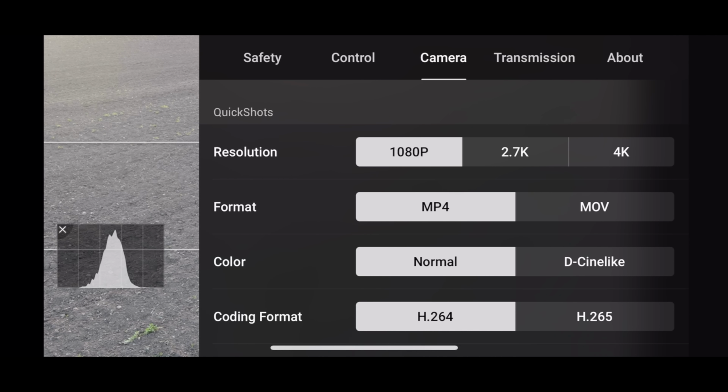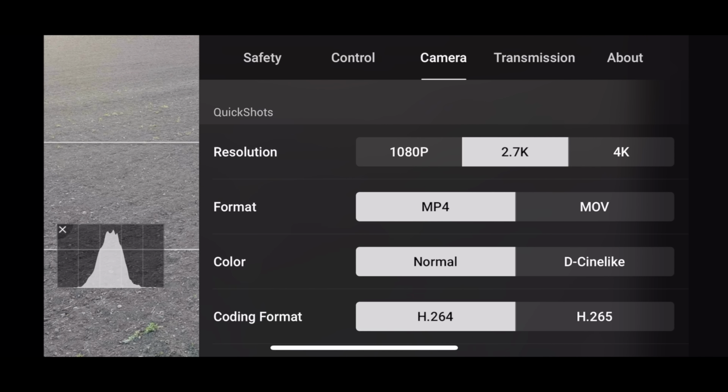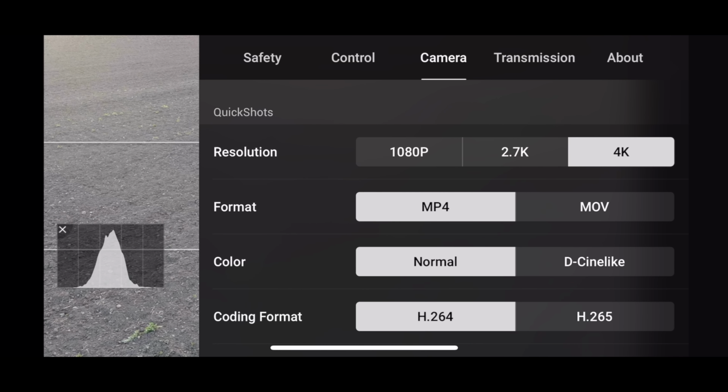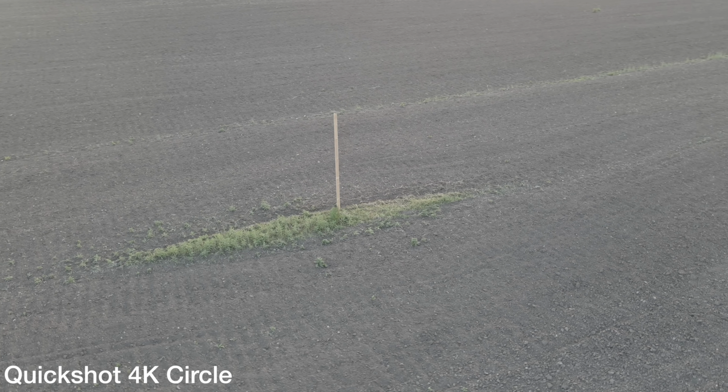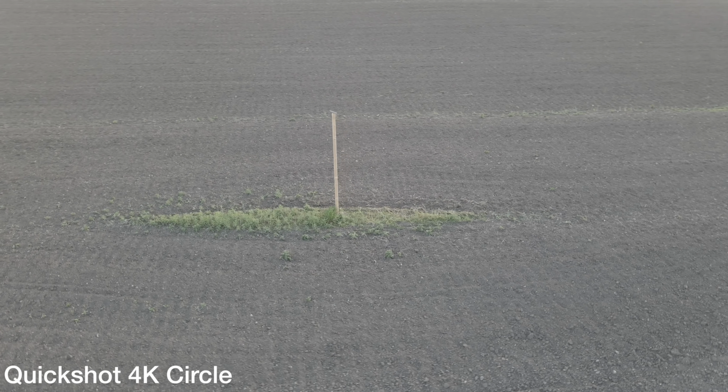And look at that. Quick shots in 2.7K and in 4K. I know this was a huge discussion point also in the comments of the previous video, but also of the original review. And so now with version 206, we get quick shots in 4K.